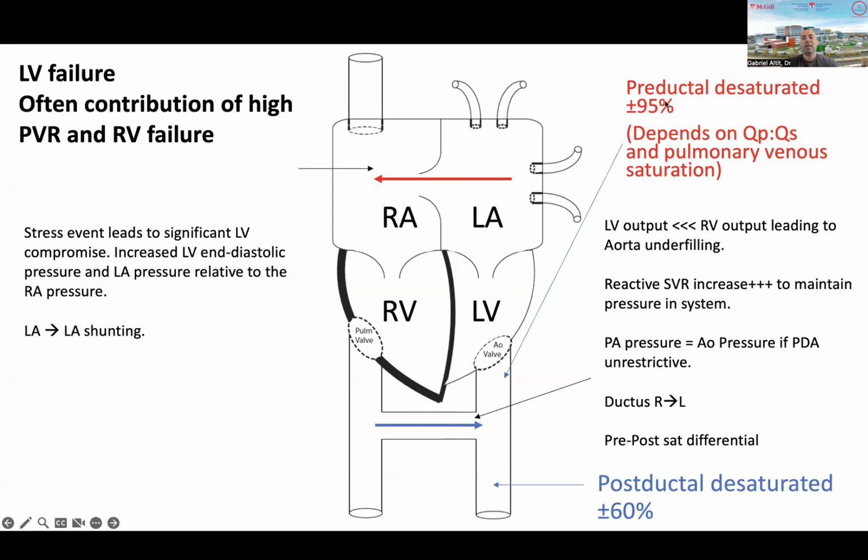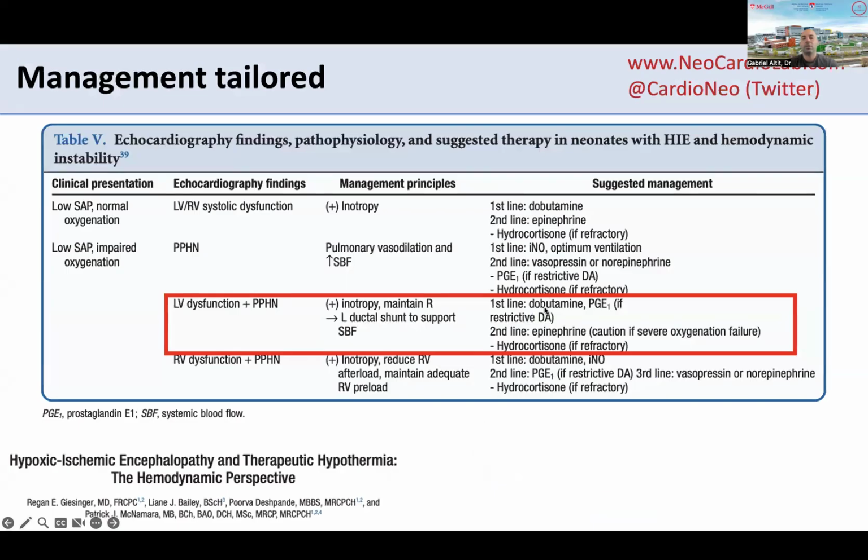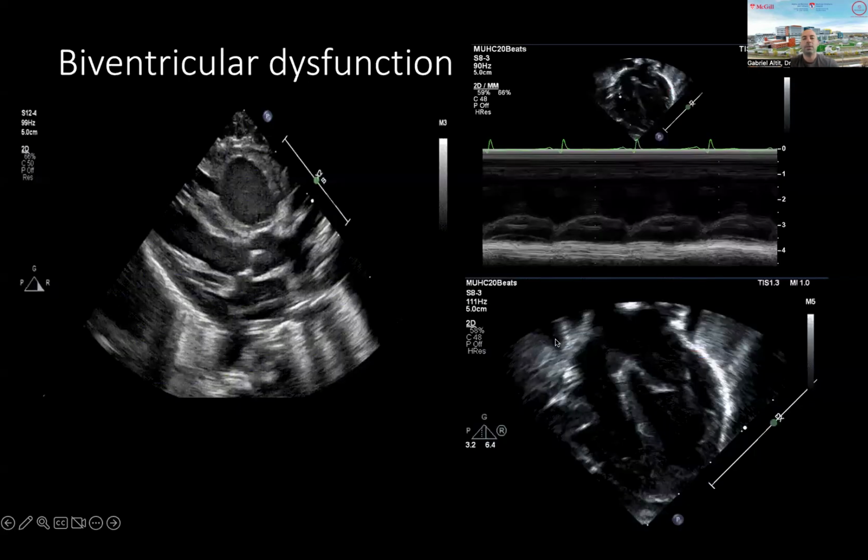And so typically these patients have within normal or near normal preductal SATs. It depends on how the lung parenchyma is doing. And then they have postductal desaturation, but you want to maintain this duct open, because they are almost hypoplastic left heart physiologies in these patients. So these patients would be treated with inotropic support and not iNO. So typically dobutamine plus or minus maintaining the duct open, and if severe, you would even consider epinephrine.